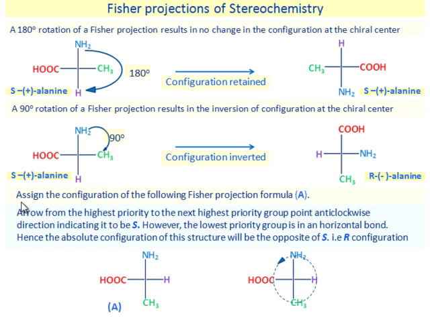Assign the configuration of the following Fischer projection formula A. The arrow from the highest priority to the next highest priority group points in anticlockwise direction, indicating it to be S configuration. However, the lowest priority group is in a horizontal bond. Hence, the absolute configuration of this structure will be the opposite of S, that is R configuration.